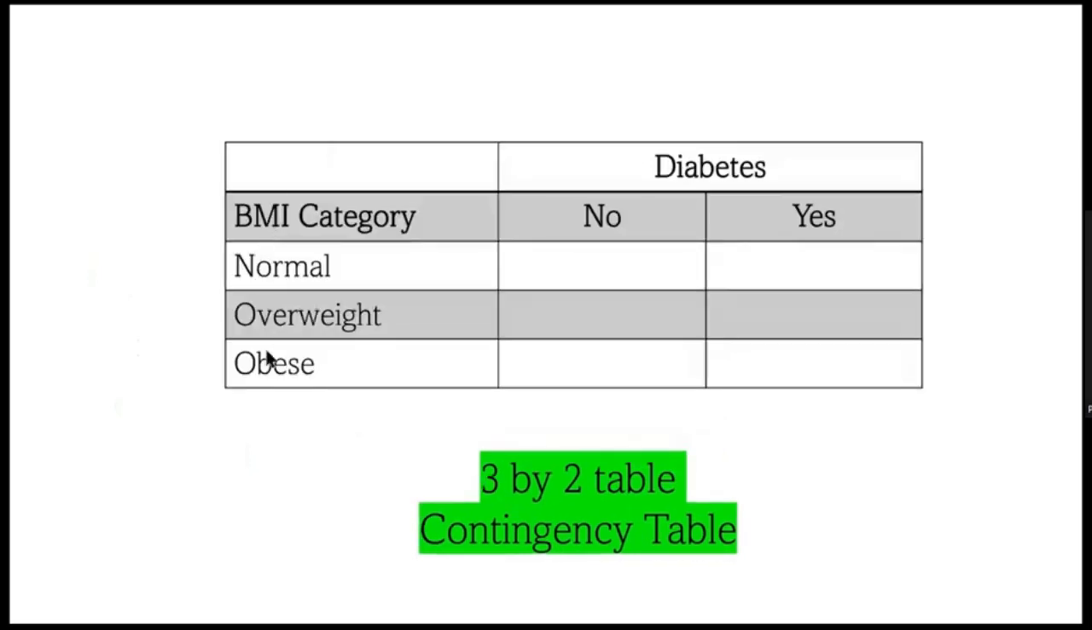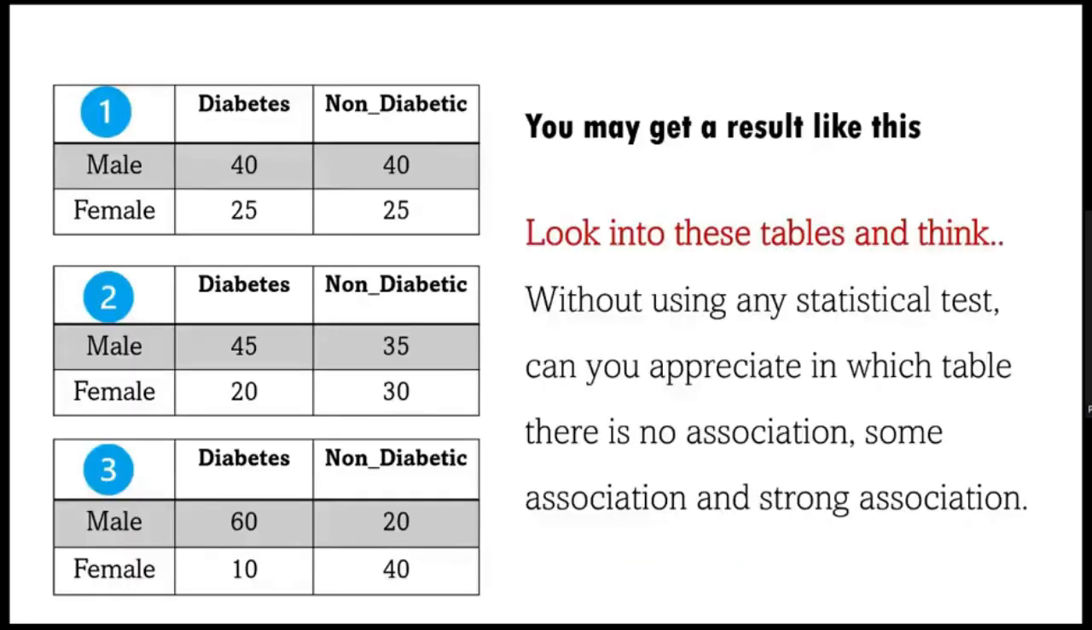If you take one variable having 3 levels, like in this case, you can see BMI has got 3 levels, and diabetes has 2, so it will be a 3x2 category. And this is known as the 3x2 contingency table.